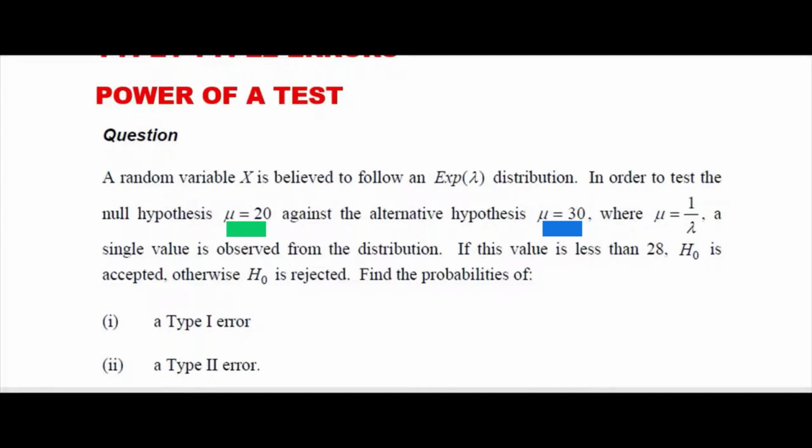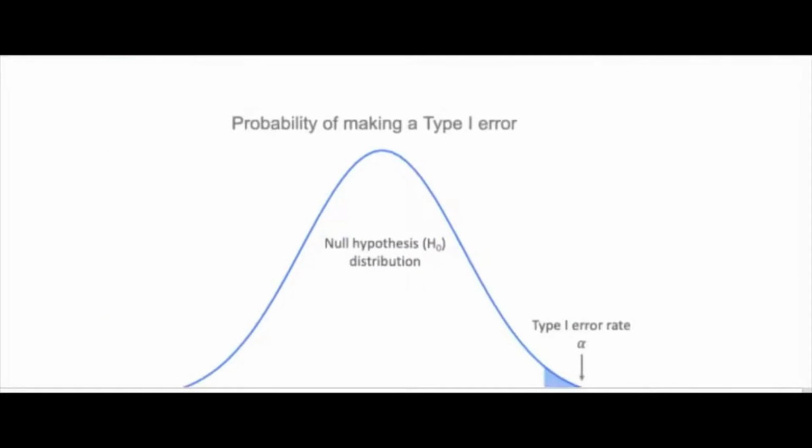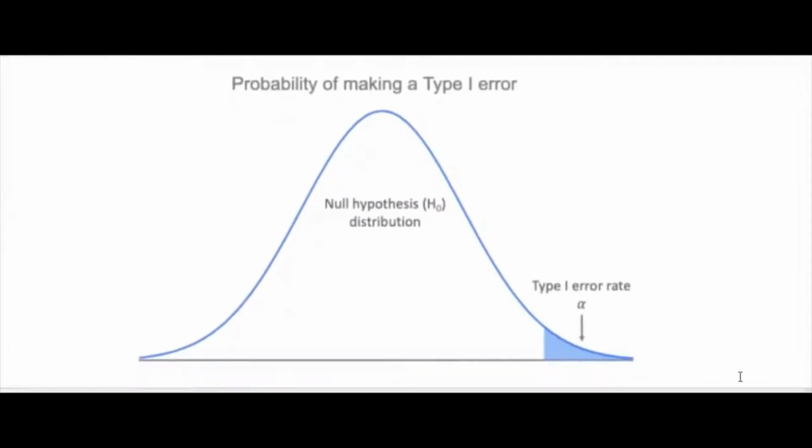And the observation, the sample, you can say a single observation is there. On that basis, you need to find the errors, the probability of making a type 1 error. That is alpha, the level of significance we say, the probability of making a type 1 error.